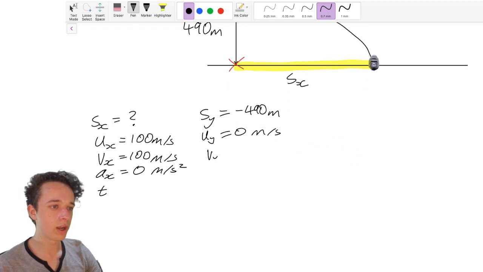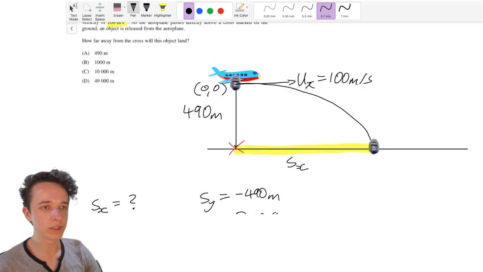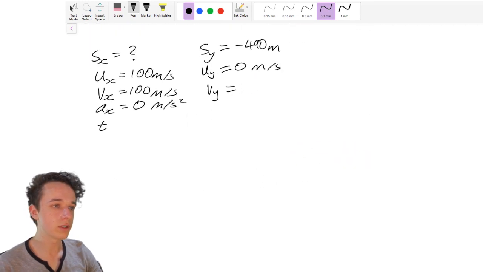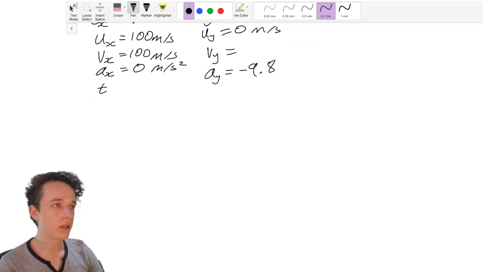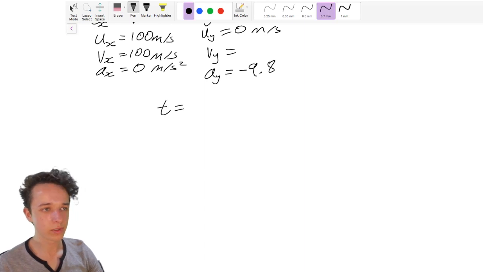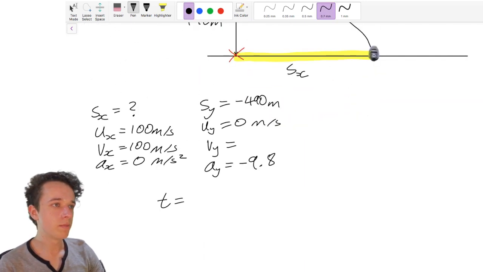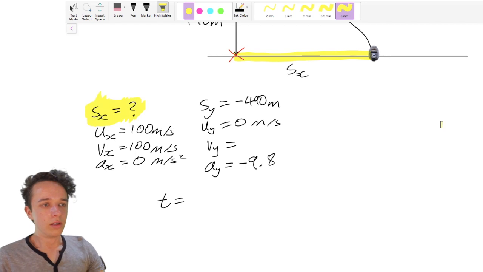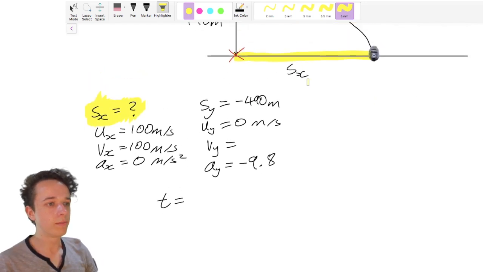What about vy? Well, vy is going to be something. We don't know what that is at the moment. We could find it out, but we don't know what it is at the moment. Ay is equal to negative 9.8. And again, we don't know what t is, right? So we'll just leave that blank. So remember, we are trying to find this value here, Sx. And we have this information.